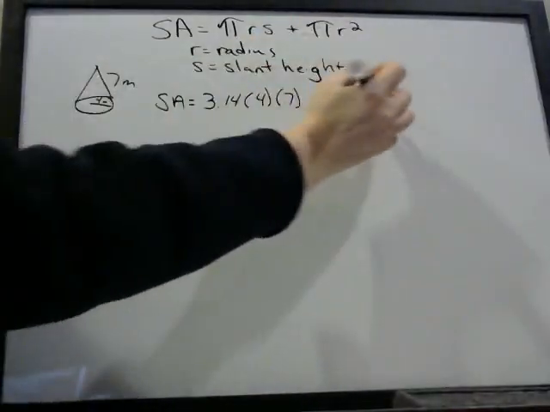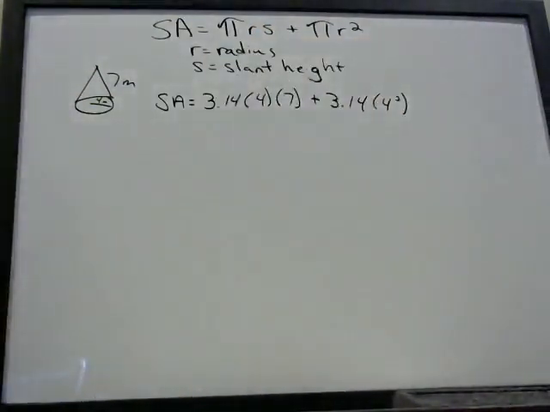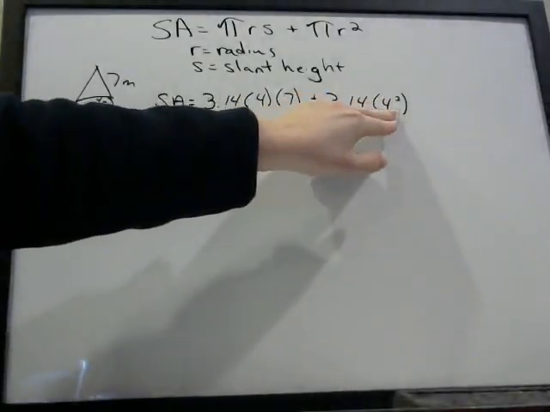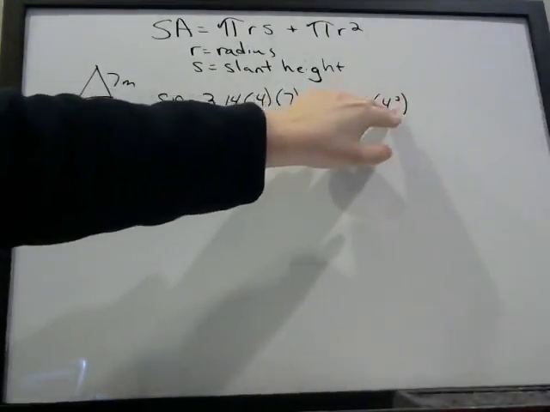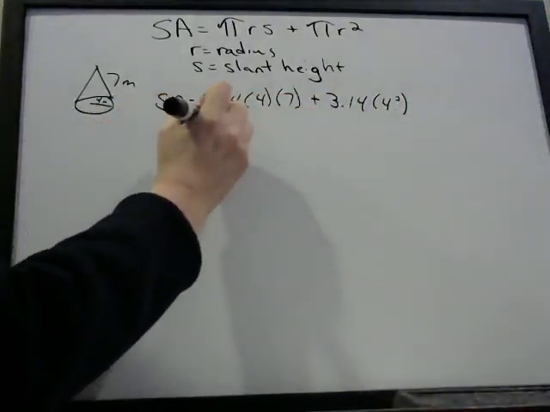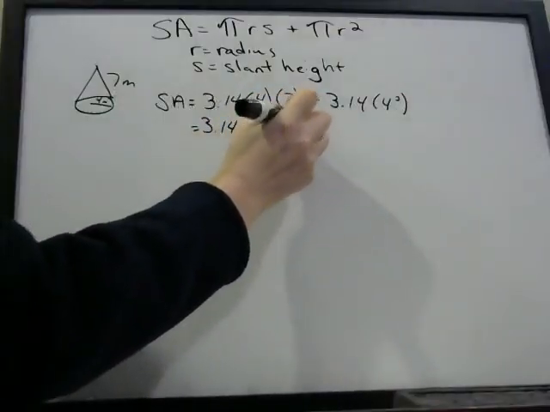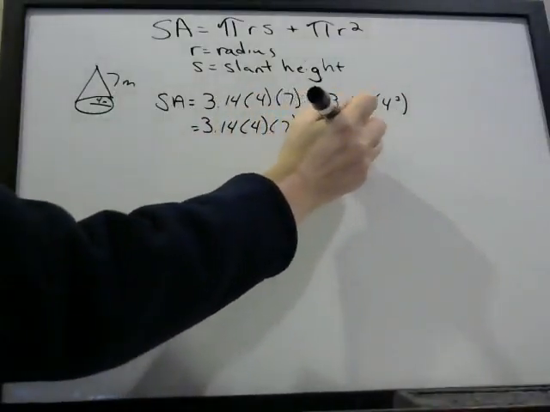Radius is 4, so it's 4 squared. Now we need to know order of operations, so if you don't know what order of operations means, you need to watch that video. But it means we have to do the exponent first, so we have to do the 4 squared first before we do any other multiplication or addition. So we have 3.14. I'm just going to rewrite this down. Times 4 times 7 plus 3.14.